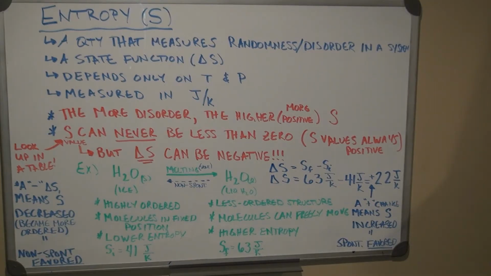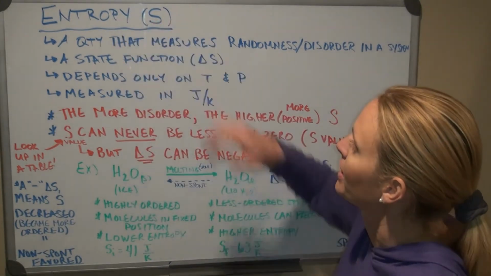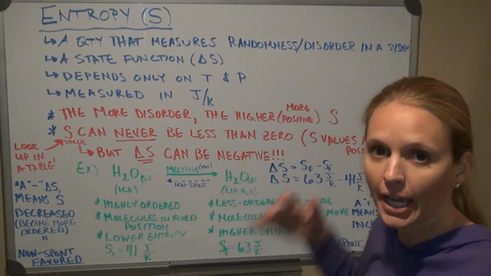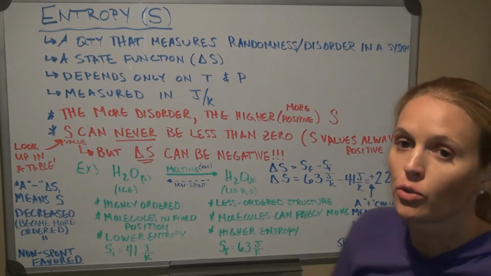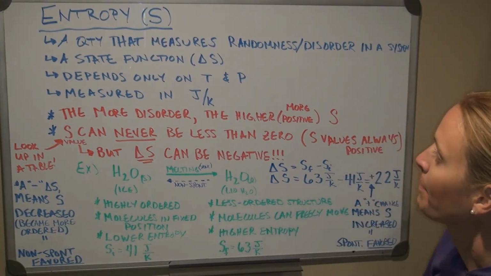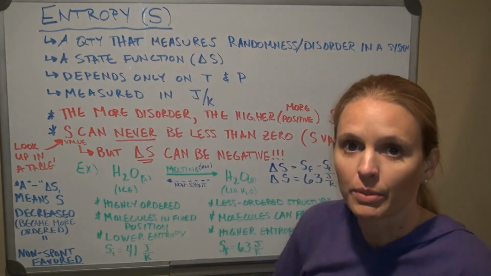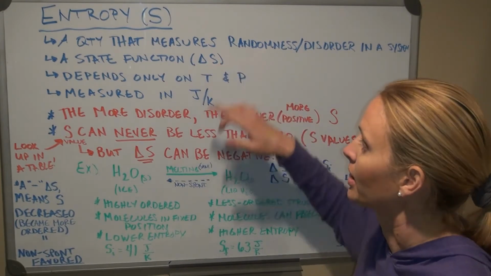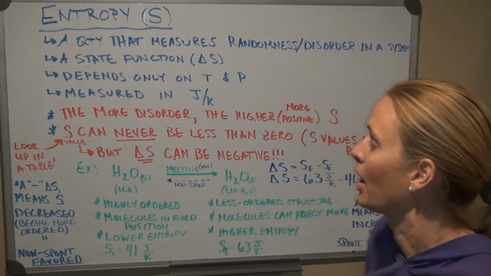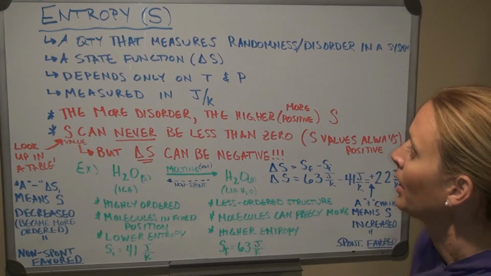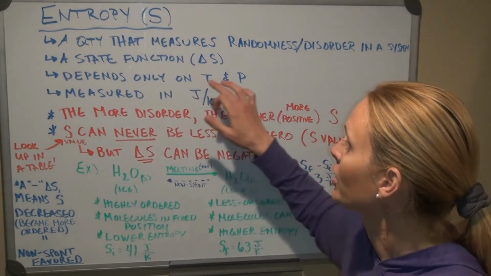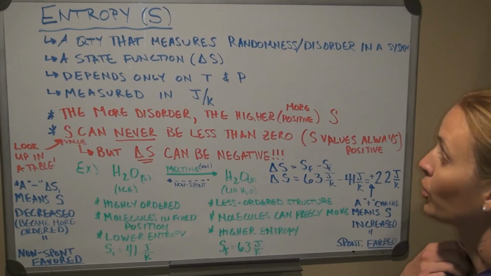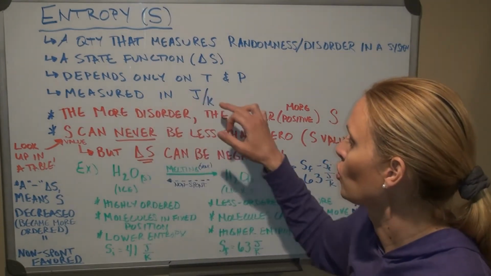Okay, so now we're going to talk a little bit more about entropy. So again, entropy is denoted as capital S, and this is a quantity that measures randomness, disorder, chaos, dispersion, any of those words in a system, okay? And it's a state function that we saw in that Gibbs free energy equation. So it also is delta S, and it depends on the initial and the final states of things in the system. Okay, this value only depends on temperature and pressure. So those are the two variables that can affect the entropy value. And it is measured in joules per Kelvin.